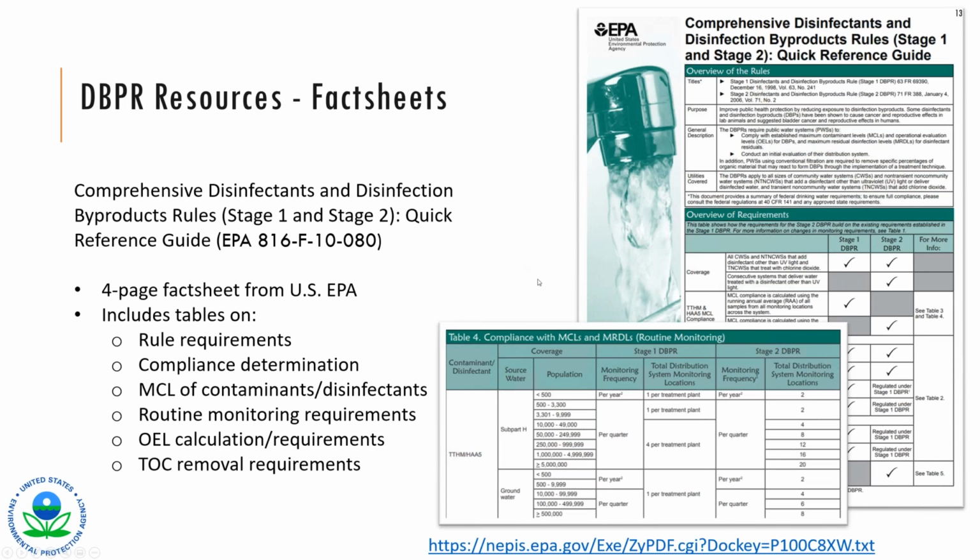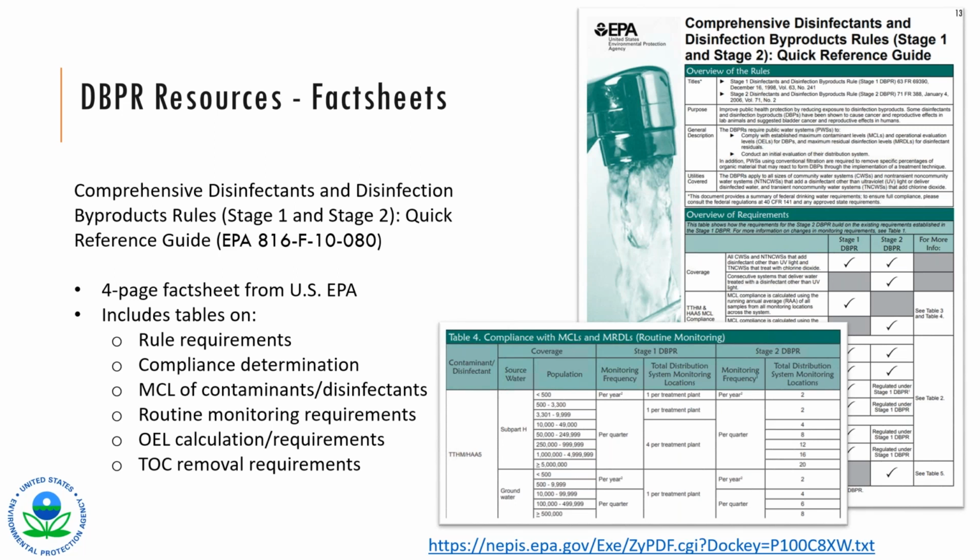Now, before I go into details for each individual requirements, I would like to highlight some short fact sheets that will recap the information that I pretty much just covered. So basically fact sheets that provide brief summaries of each of the rules. The first fact sheet is the Comprehensive Disinfectants and Disinfection Byproduct Rule, Stage 1 and 2 Quick Reference Guide. This is a 4-page fact sheet from the US EPA, and it provides a summary of the requirements of the Stage 1 and 2 DBPR.